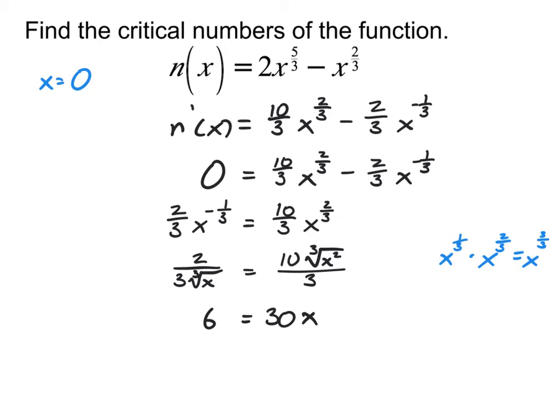So much simpler. All right, so the last thing we need to do in order to figure out what x is, is just divide both sides by 30. 6 divided by 30 is actually 0.2. And so then that is our other critical number. So we have x is going to equal both 0 and 0.2.